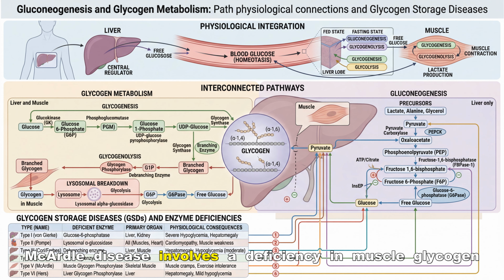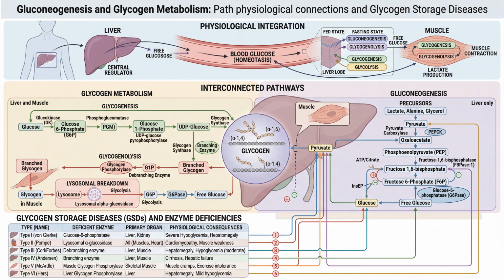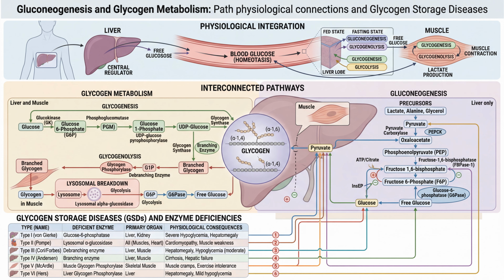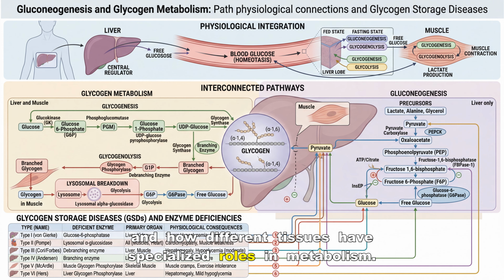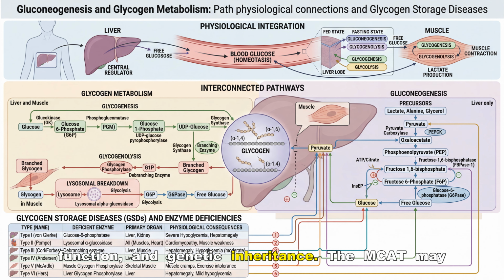McArdle disease involves a deficiency in muscle glycogen phosphorylase, resulting in muscle cramps and exercise intolerance because muscle cannot effectively access its glycogen stores. A useful MCAT strategy is to link each disease to the specific enzyme and tissue affected. These conditions demonstrate the importance of maintaining proper glucose homeostasis and how different tissues have specialized roles in metabolism. They also connect to broader topics like energy metabolism, liver function, and genetic inheritance.